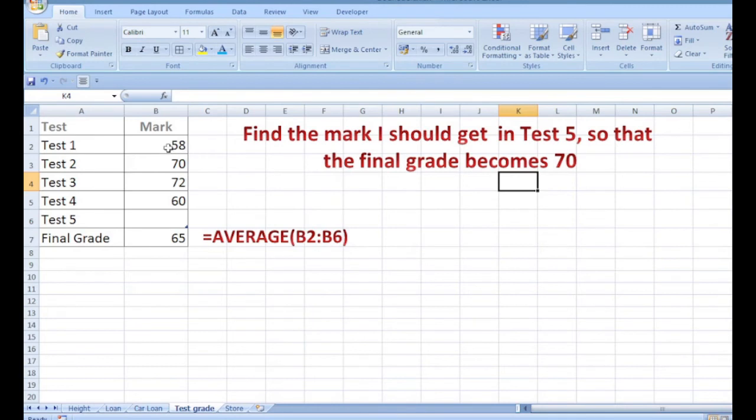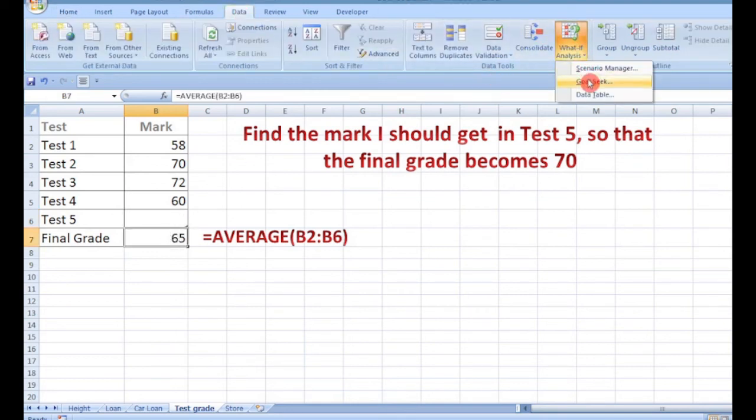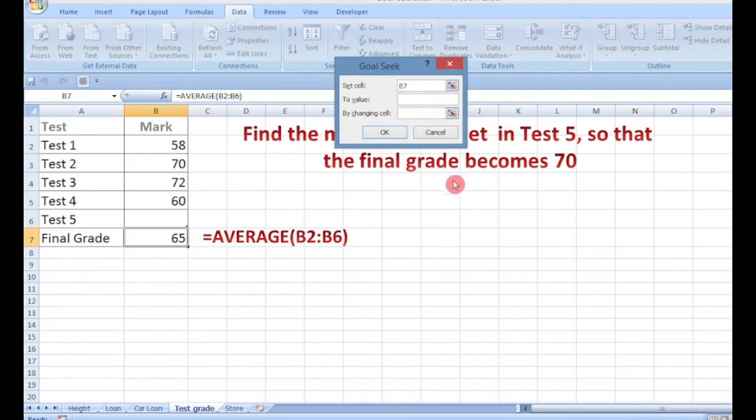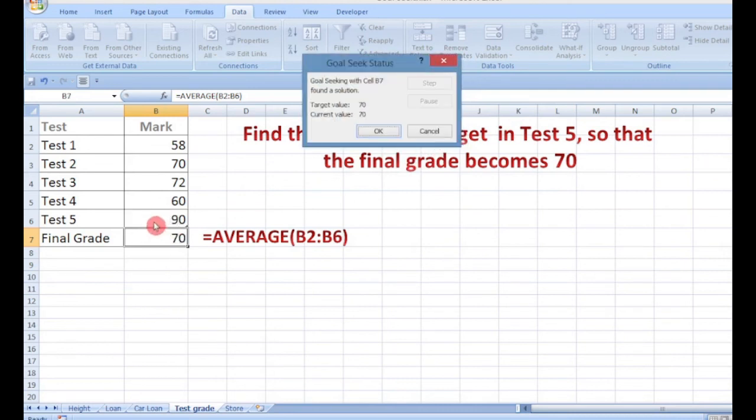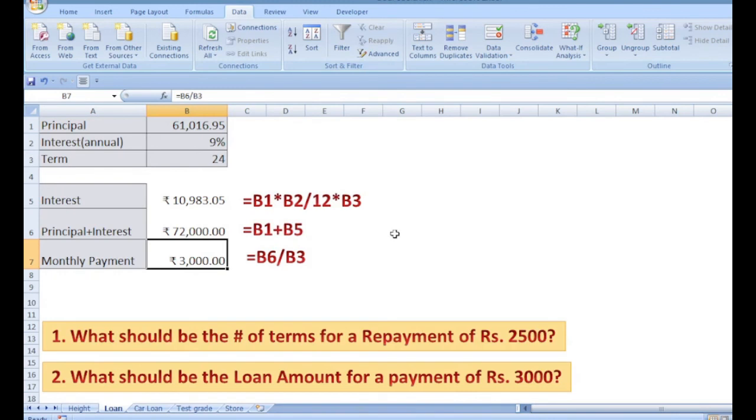Problem here is given 4 test marks. What mark should I get in test 5 so that the final grade becomes 70 instead of 65? So select this cell, data, what if analysis, goal seek. And what value do I want to achieve? I want to achieve 70. And which cell must I change? This test 5. Give OK. That means I must study well to get 90 marks in test 5 so that the final grade will be 70%.